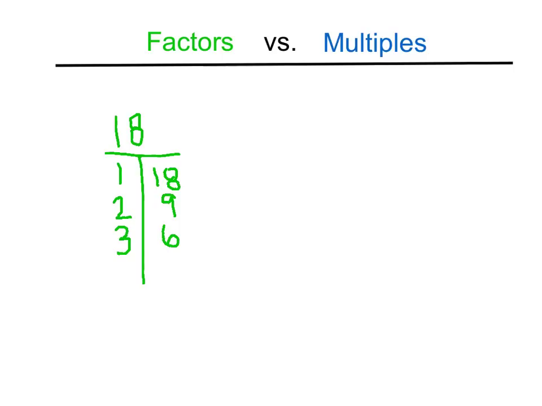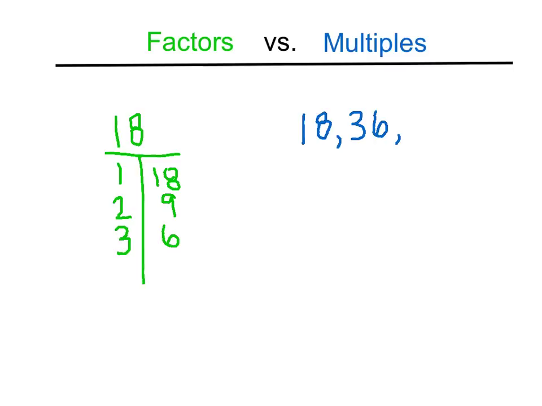Multiples, on the other hand, are a little different. For a multiple of 18, you're no longer trying to figure out what is multiplied together to get 18. It's almost like going back to first grade when you skip counted, except this time you're going to skip count by groups of 18. So 18 would be the first multiple. And then we could do 36, because two groups of 18 would be 36.